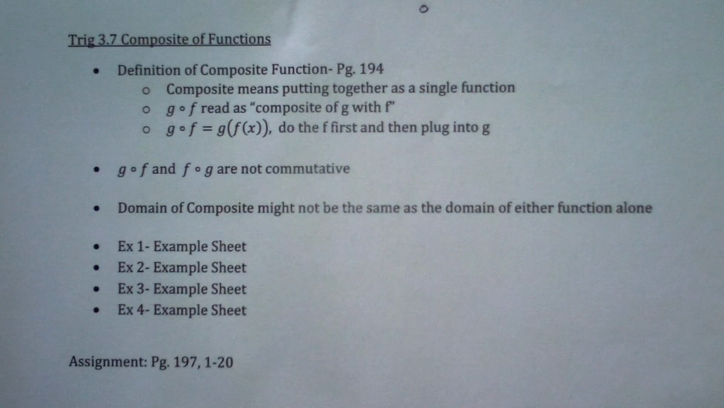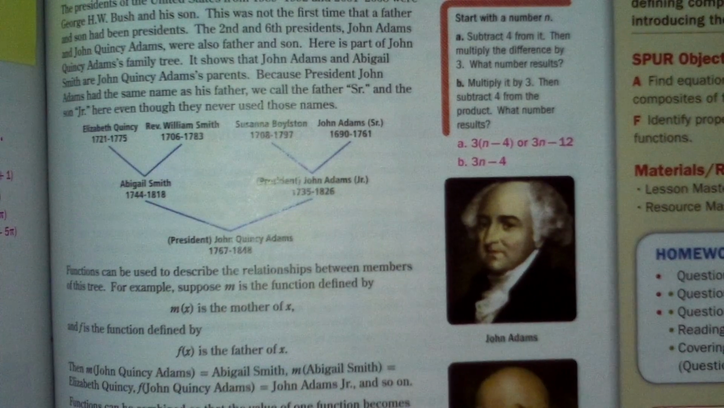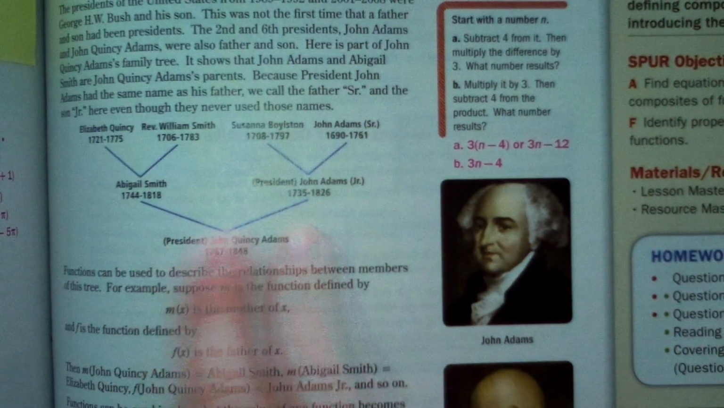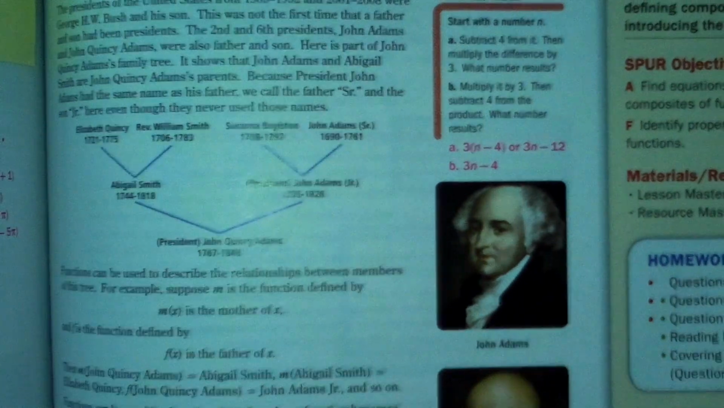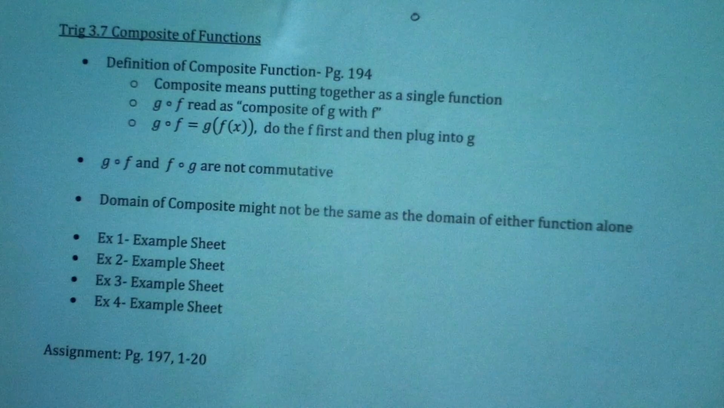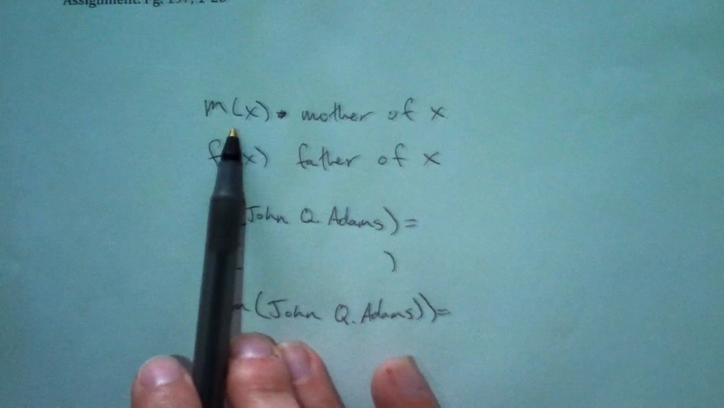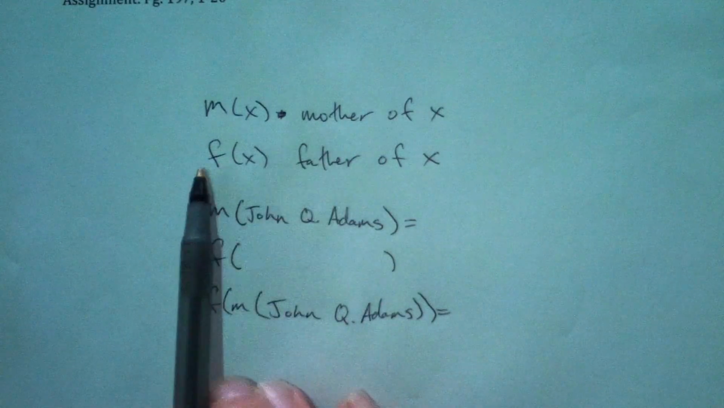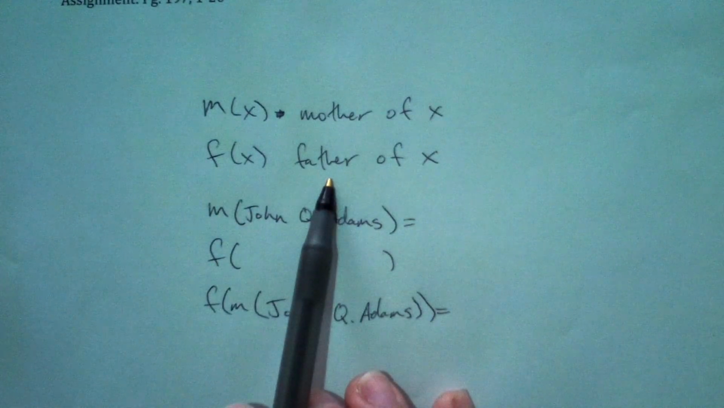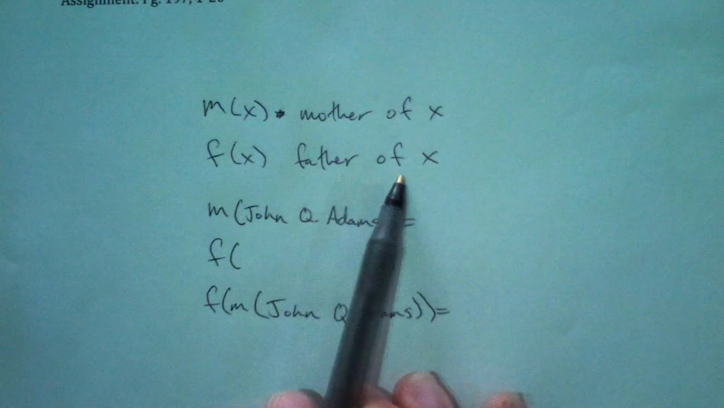And then there's going to be a couple questions on the assignment that have to do with this family tree thing. So if you've got your book, there's this family tree on page 193. I'm going to talk through what the functions have to do with that family tree. So as long as you have that picture open, what they might do is say in the family tree, M of X is the mother of whatever your X value is. F of X is the father of whatever your X value is. You don't have to write this, I'm just going to talk through it. And then if it's a situation like this, where it says M of John Quincy Adams, what would that mean?